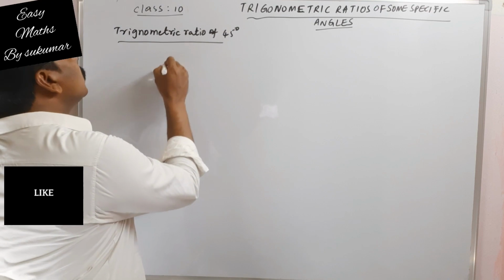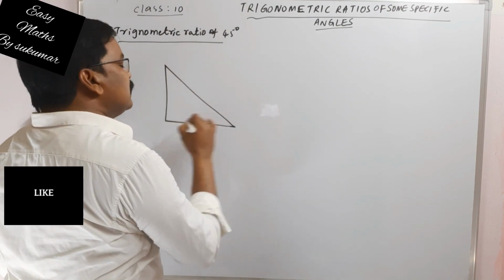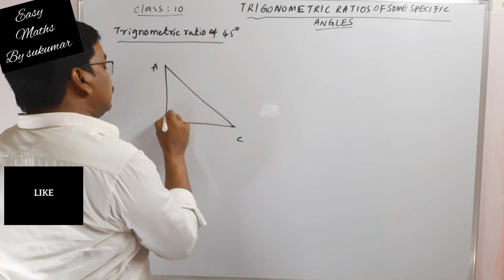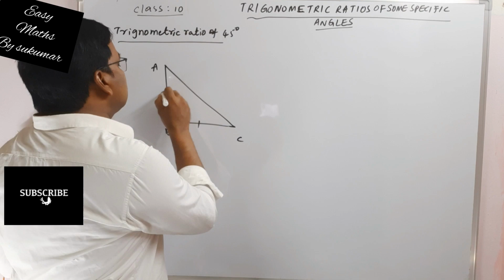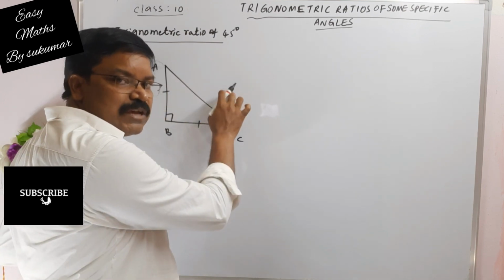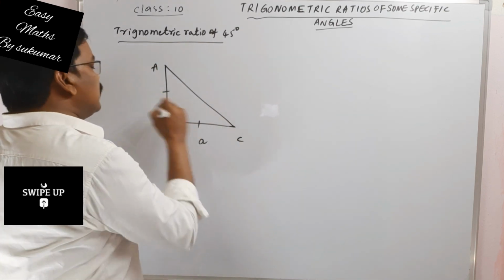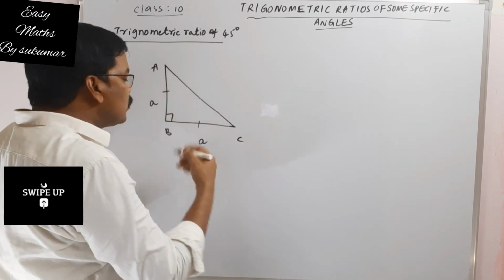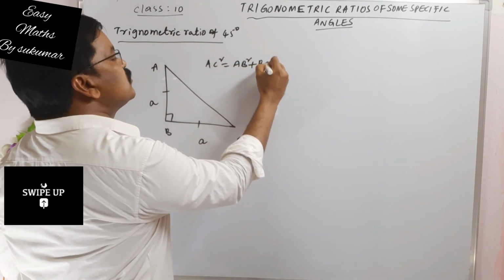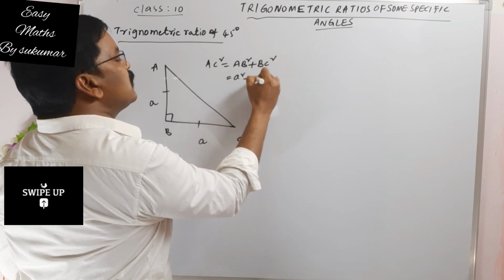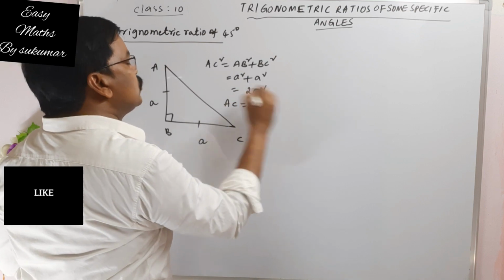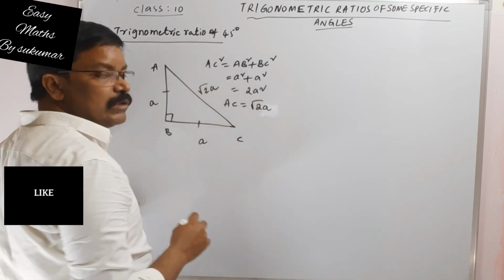My dear students, to find the trigonometric ratios of 45 degrees, let us take a right angled isosceles triangle. Right angled isosceles means one angle is 90 degrees and the other two sides, except the hypotenuse, are equal. This is small a and this is small a. So according to Pythagoras theorem, AC square is equal to AB square plus BC square, that is a square plus a square, that is 2a square. So AC is equal to root 2 into a. So this value is root 2a.